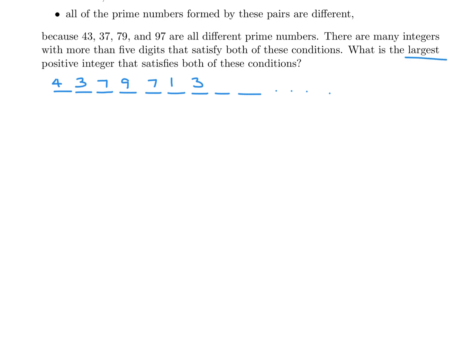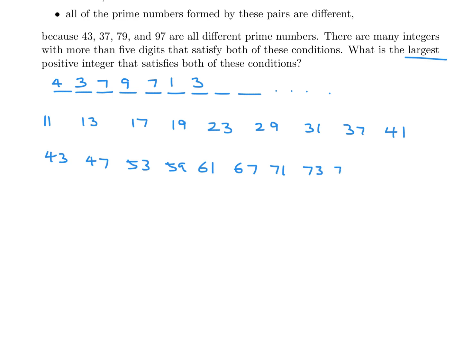Okay, so there's a multi-step process here. The first thing I'm going to do is, since we only care about 2-digit prime numbers, write out the 2-digit prime numbers, and then we'll talk about them. So we've got 11, 13, 31, 37, 41, 43, 47, 53, 59, 61, 67, 71, 73, 79, 83, 89, and finally 97, I believe. Okay.